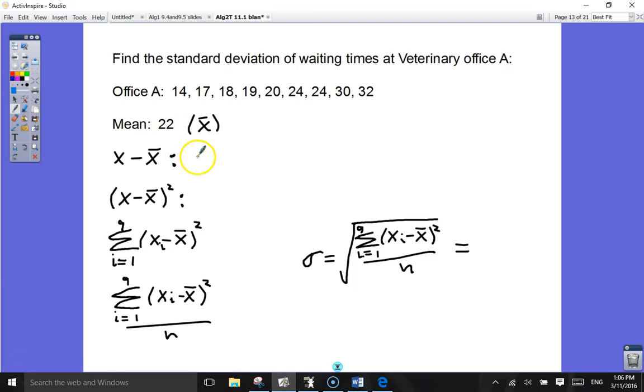14 minus 22, negative 8. 17 minus 22, negative 5. 18 minus 22, negative 4. 19, negative 3. 20, negative 2. 24, positive 2. 24, positive 2. 30, 8. 32, 10. That's just the straight subtraction of X minus X bar. Okay, let's square them all.